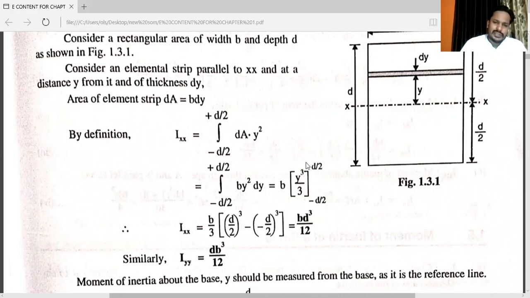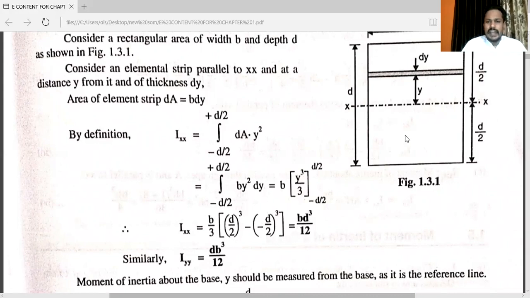When you solve this, you will get Ixx is equal to b upon 3. Here, instead of y cube, we are putting the limits: d by 2 cube minus the limit minus d by 2, bracket complete, cube, the entire bracket is complete, is equal to bd cube by 12. If you solve this, you will get the answer bd cube by 12.